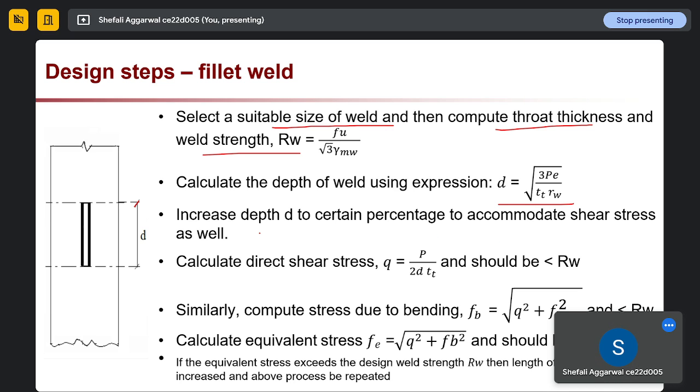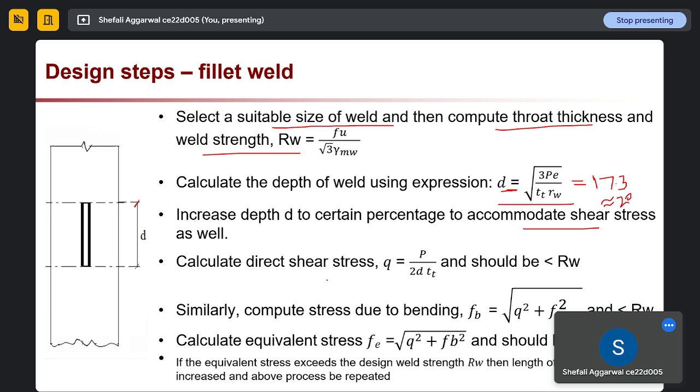And the next step is to increase the depth by a certain percentage to accommodate shear stresses here. So we are assuming it is coming to 7.3 mm. We will approximately take it as 20 or 25 mm, rounding it off so that our shear stresses are also accommodated, instead of repeating our test again and again, we will increase our depth a little bit.